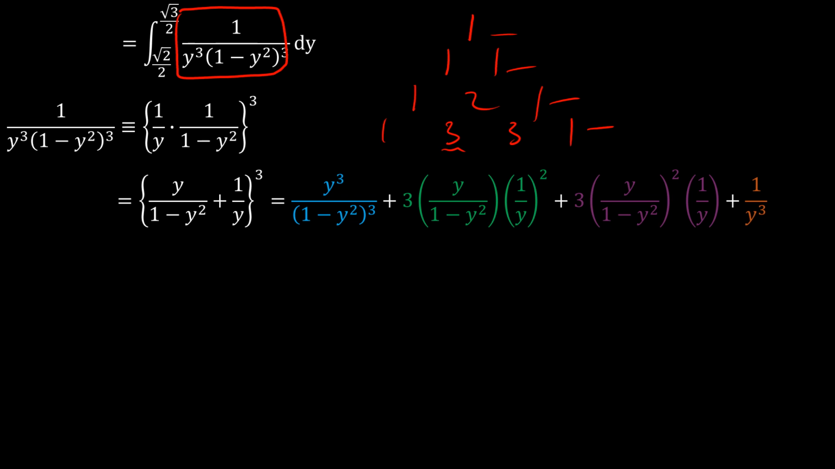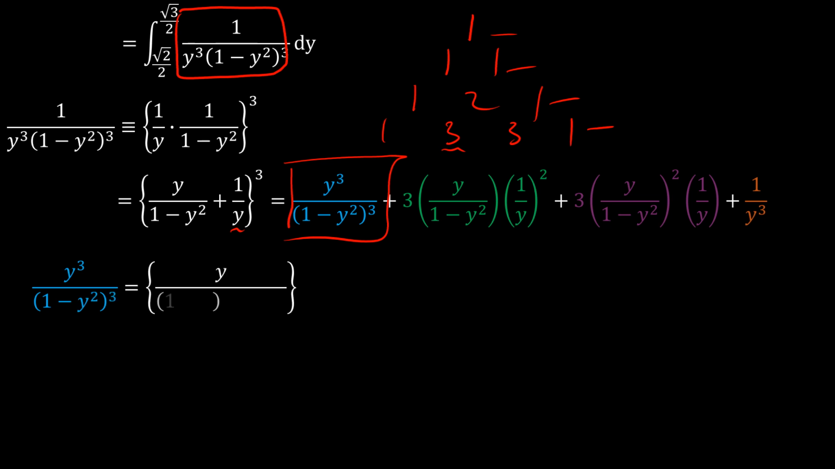And then the next one is 3y over 1 minus y squared to the power 2 times 1 over y, and then 1 over y, this part here, to the power 3. And so we've decided to color code it because we're going to, again, simplify each expression. So beginning with the blue item here, what do we do there? So y cubed over 1 minus y squared to the power 3.